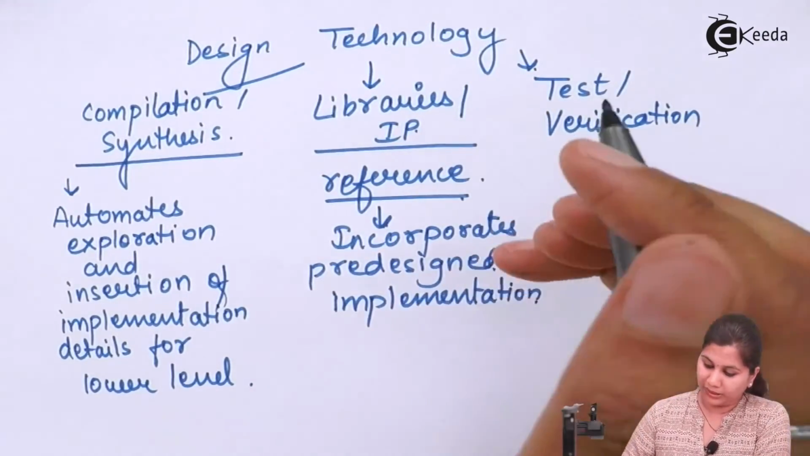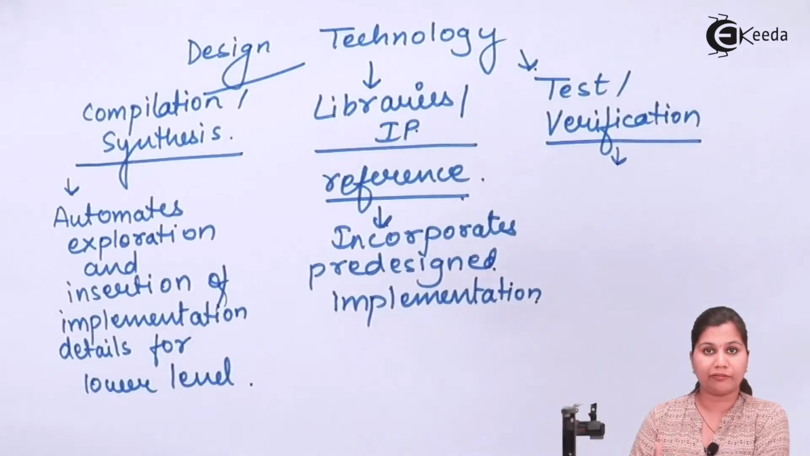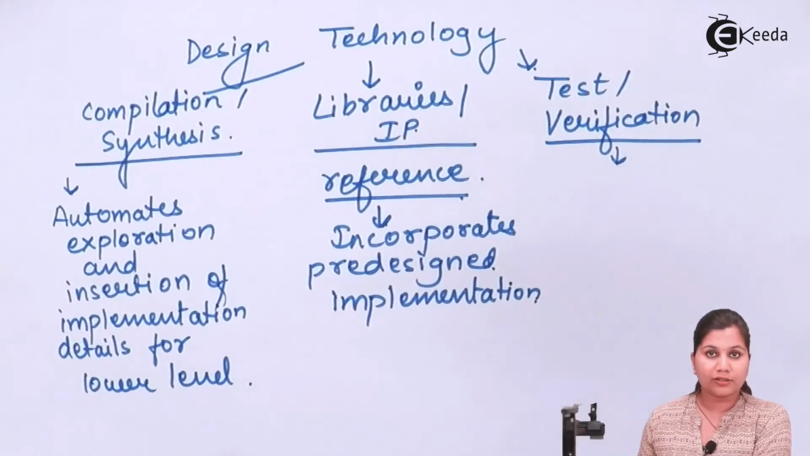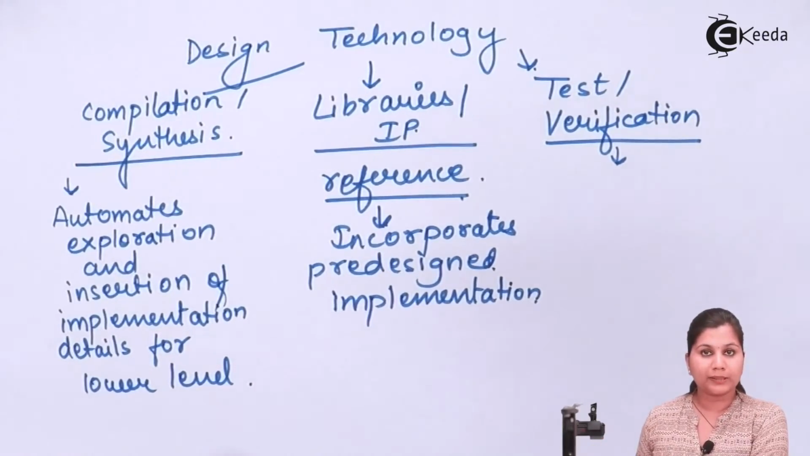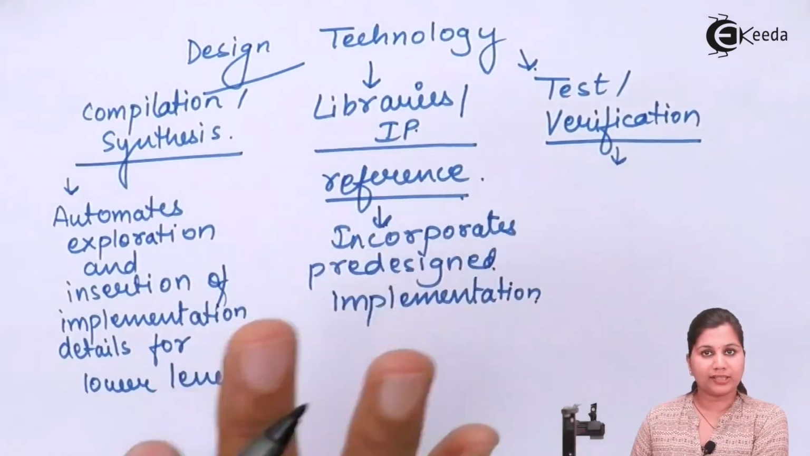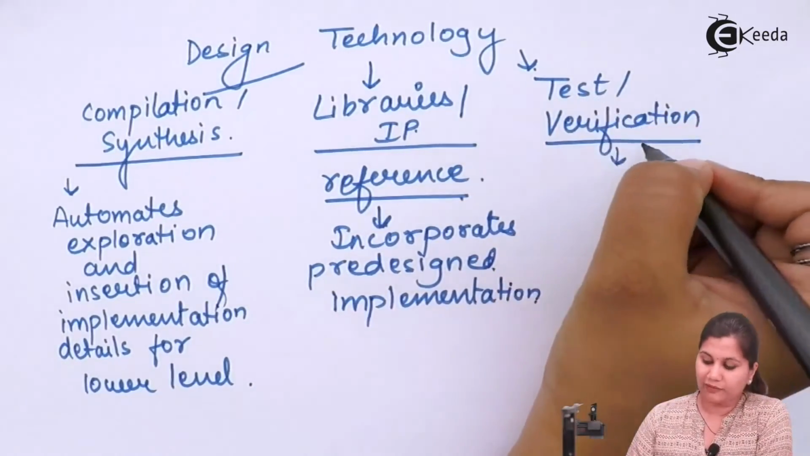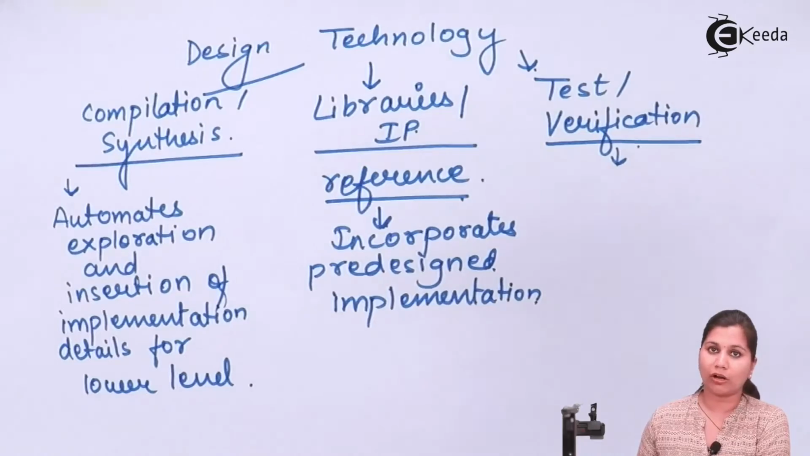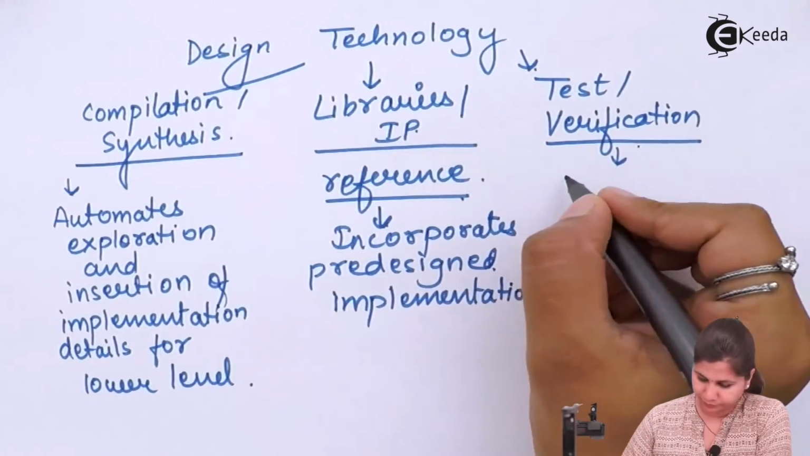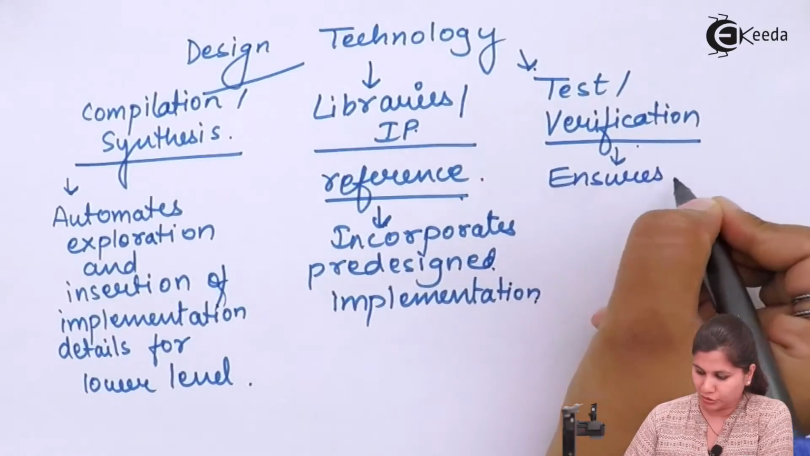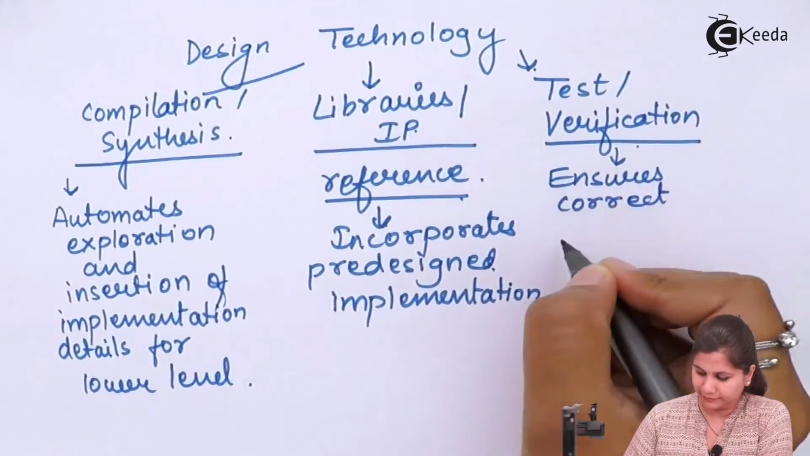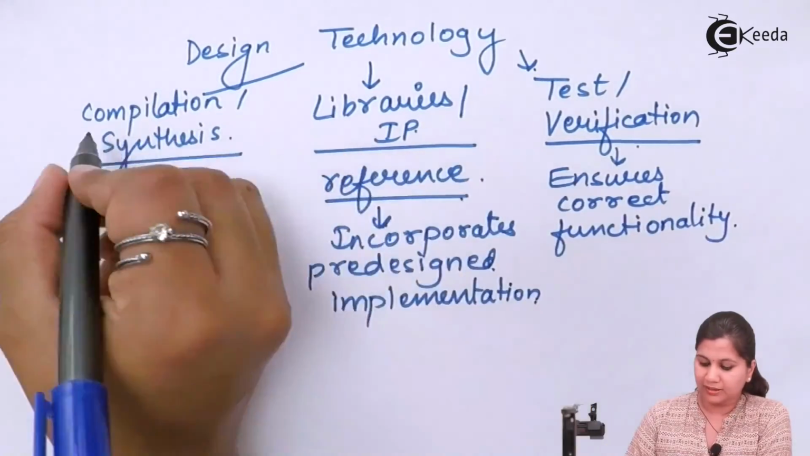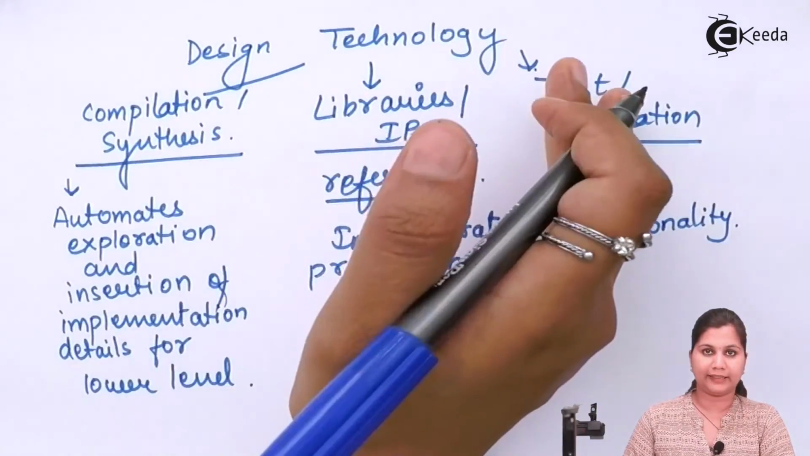Then digital implementations are used in the system. Now test and verification: here we have to verify whether the design which we have developed gives us accurate results or not. It can withstand all the possibilities, and all the corrections have been done. So it ensures correct functionality of the system. These are the steps involved in the design technology.